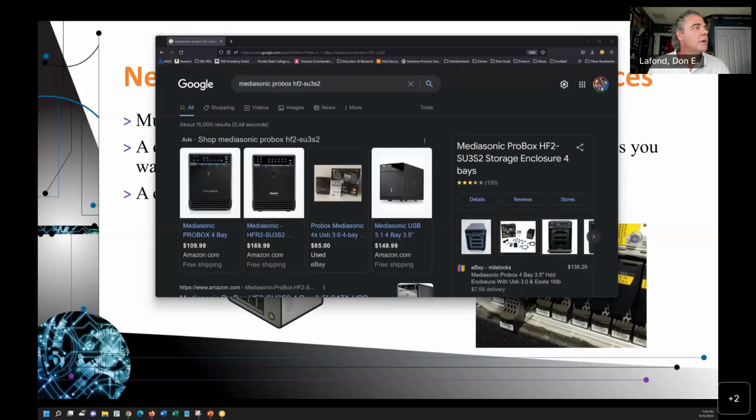All right. So normally I don't call out companies specifically when I'm talking about products, but I do want to call out Mediasonic because I purchased a Mediasonic NAS. I'm not sure if it was this one that I have, but it allows me to run RAID 1, RAID 0, RAID 5. And I love this drive. It's worked fine for years.